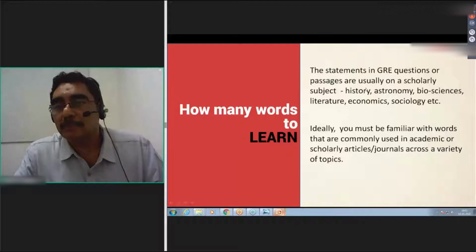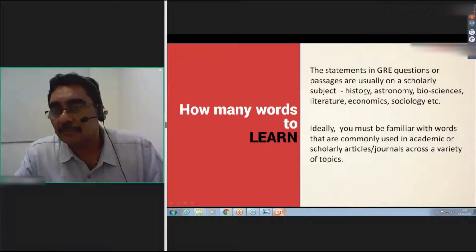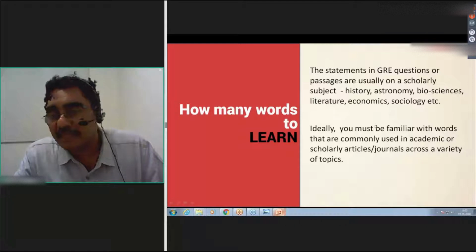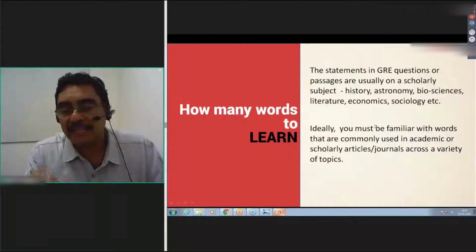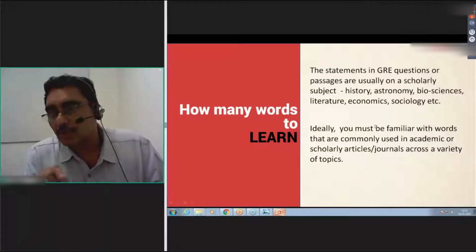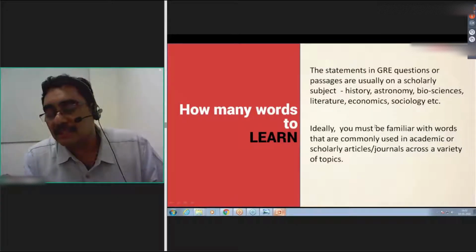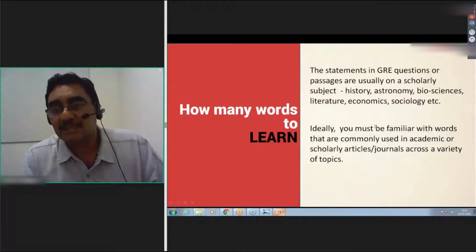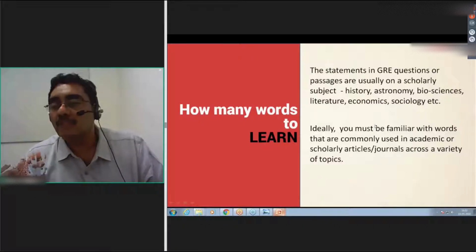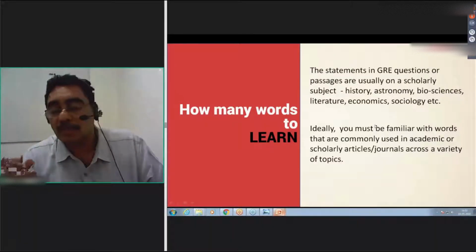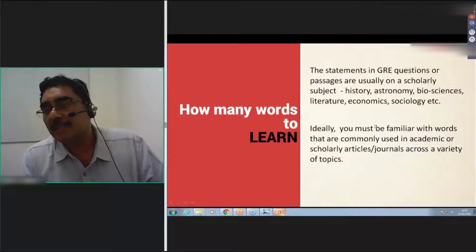As you know, the RC passages are scholarly articles from history, astronomy, biosciences, and so on. And the sentences are also like sentences from scholarly articles. Like we saw now, the research scholar one, they are also usually scholarly articles. It won't be story-like. The sentences in text completion won't be story-like either. So it's better to learn words which come in scholarly articles.